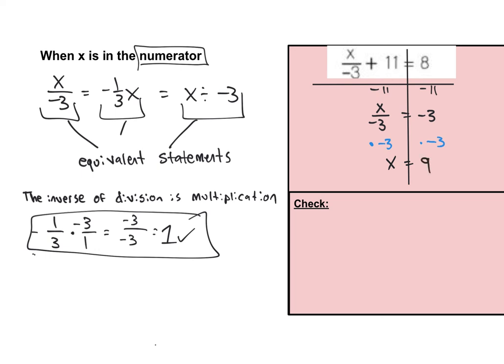And let's check it out for the check. That would be 9 over negative 3 plus 11 should equal 8. 9 divided by negative 3 is negative 3 plus 11 should equal 8. And that is indeed true, that 8 equals 8. So we call ourselves done.